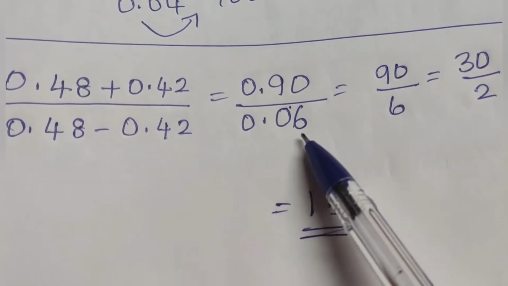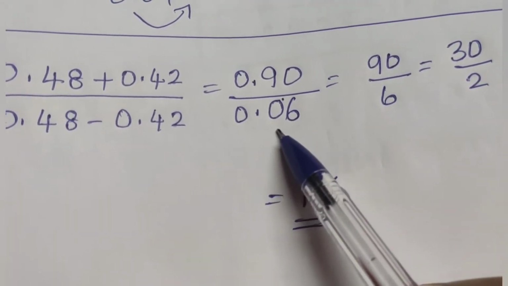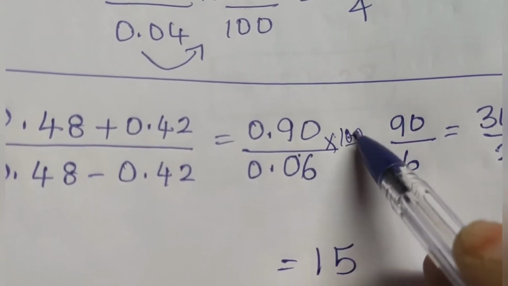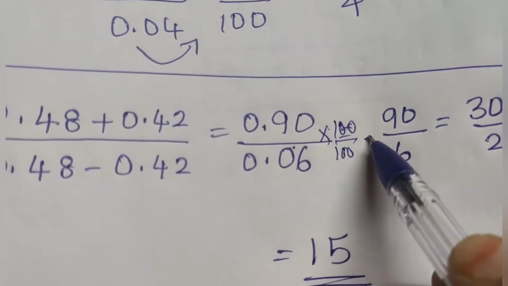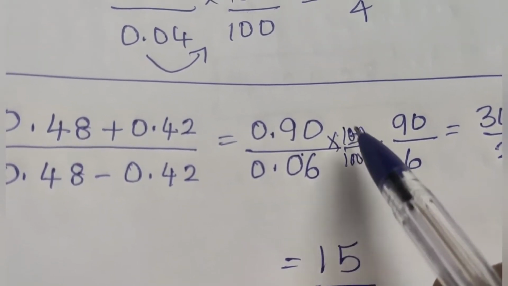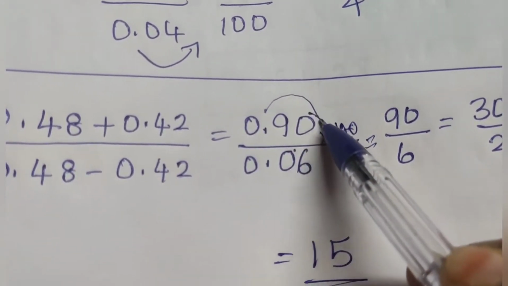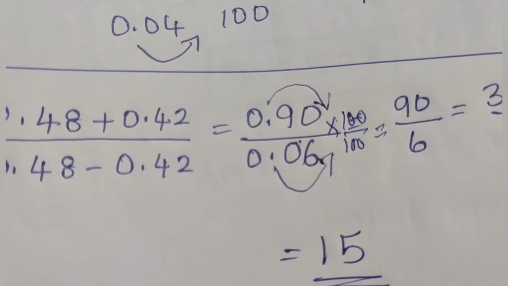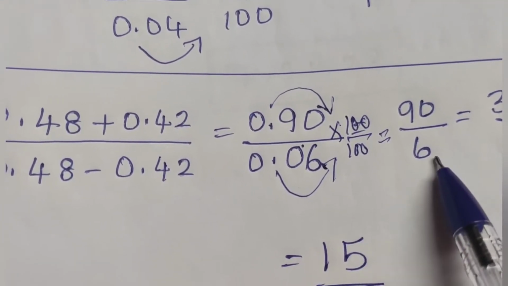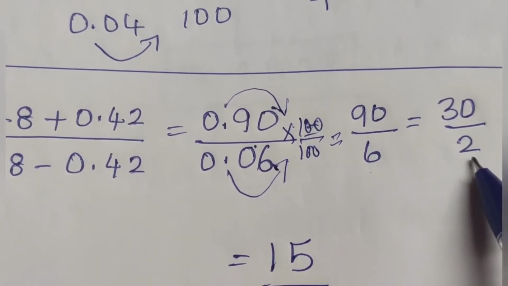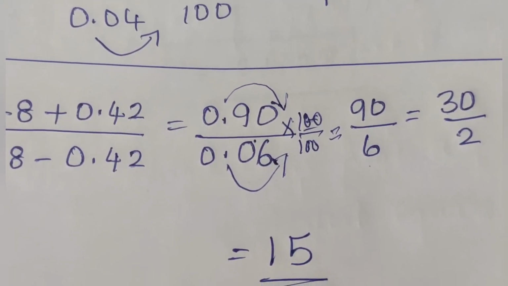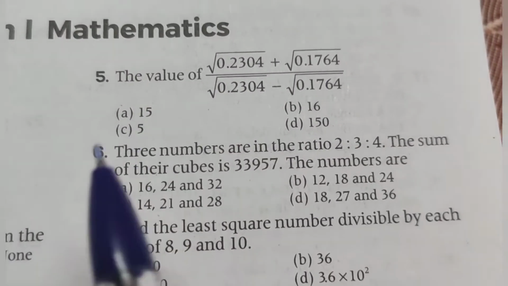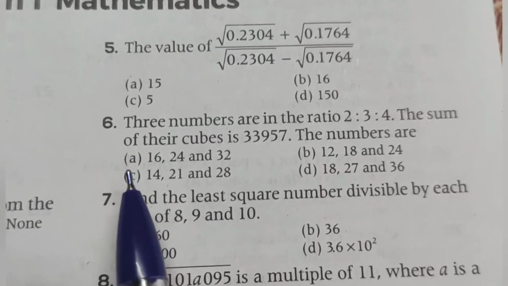Look at the denominator. There are 2 decimal places. So multiply by 100 over 100 to remove the decimal places. When you multiply by 100, the point moves 2 places right. So it becomes 90. Here also the point moves 2 places right, so it becomes 6. 90 divided by 6, in lowest form 30 by 2, which is 15. So the answer is 15. Fifth question, option A, 15.